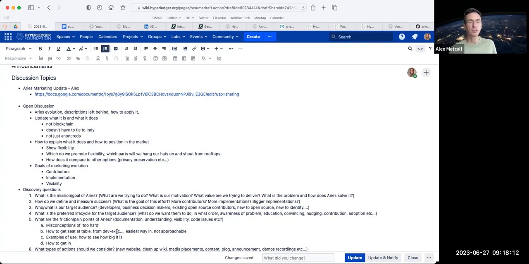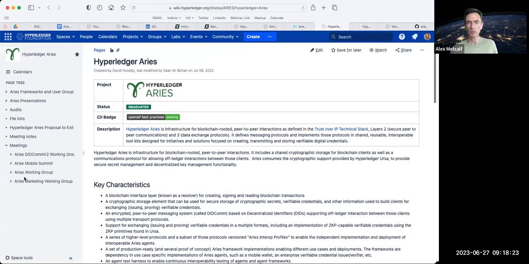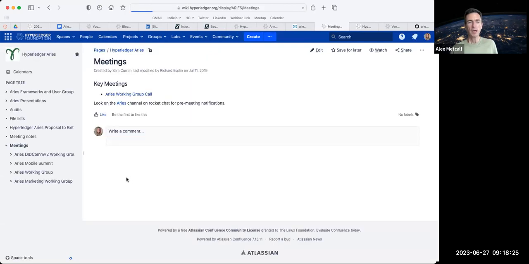We go back, I think it's the 24th of May, I want to say, the working group meeting notes. There are three or four descriptions from smart people who know Aries very well, asking where they think Aries is, and there are four different answers.